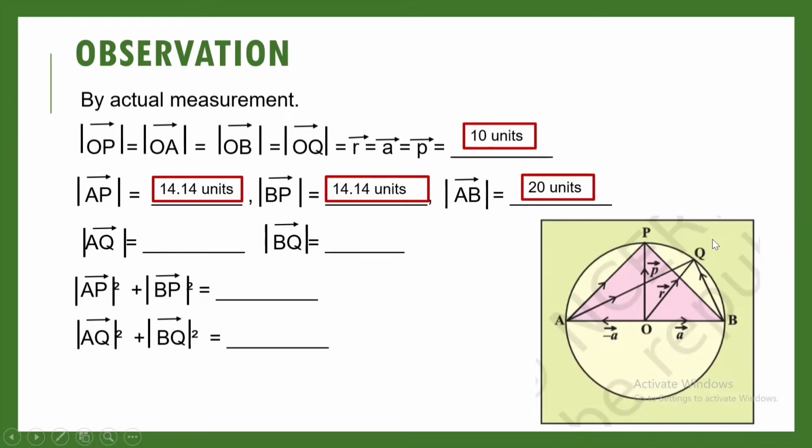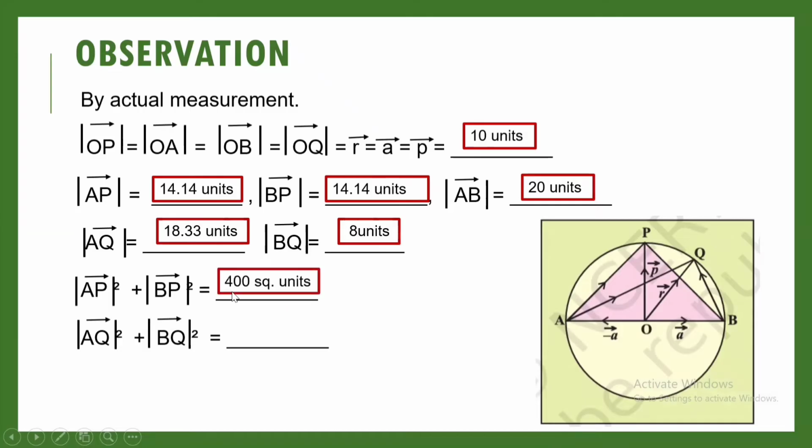AQ vector, if you're going to use a ruler to measure it, it's coming out to be 18.3 units. BQ vector, it is coming out to be 8 units. AP square plus BP square, how much is it going to come out to be? Around 14.14 squared, and BP square is equal to around 14.14 squared. That is coming out to be around 400 square units. Then similarly, if I measure BQ square and AQ square, it is 18.33 square plus 8 square. That also comes out to be 400 square units.